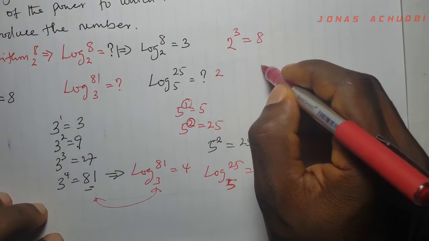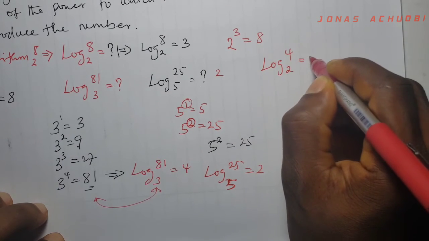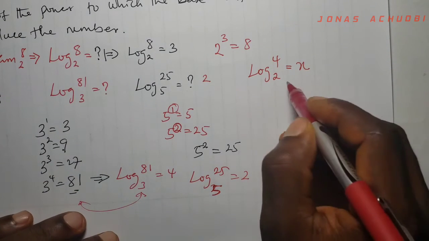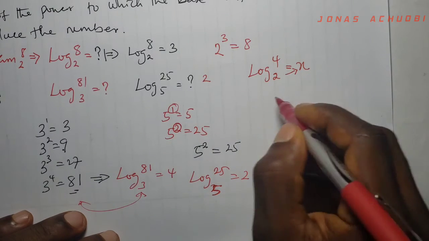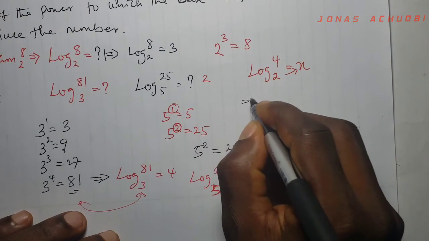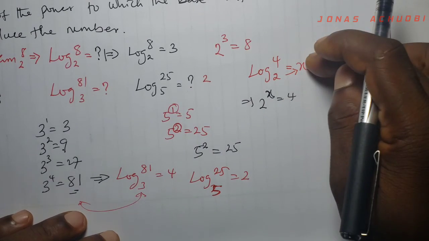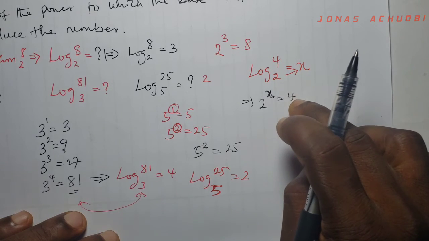If you have a log form, for example, the logarithm of 4 base 2 is equal to a number x which you don't know, how do you change this to index form? Very simple. The base here will just take this guy on his head. So in index form, this becomes 2 raised to the power x equal to 4. What you have here is a log form, and what you have here is its equivalent, but now in the index form.